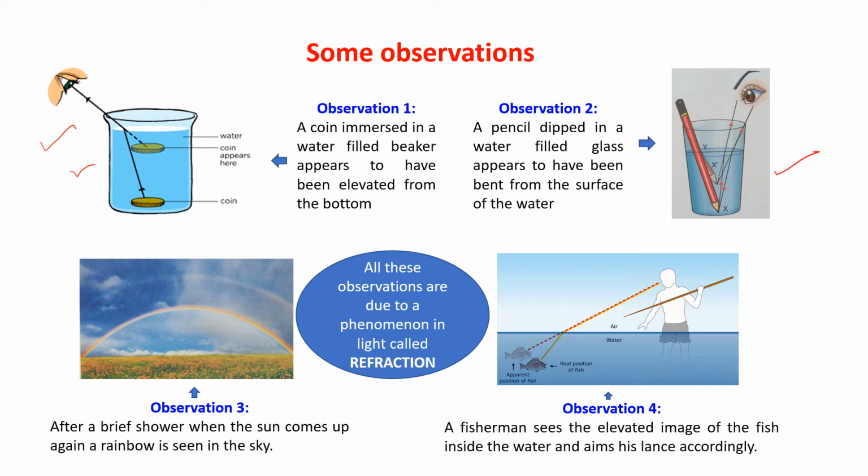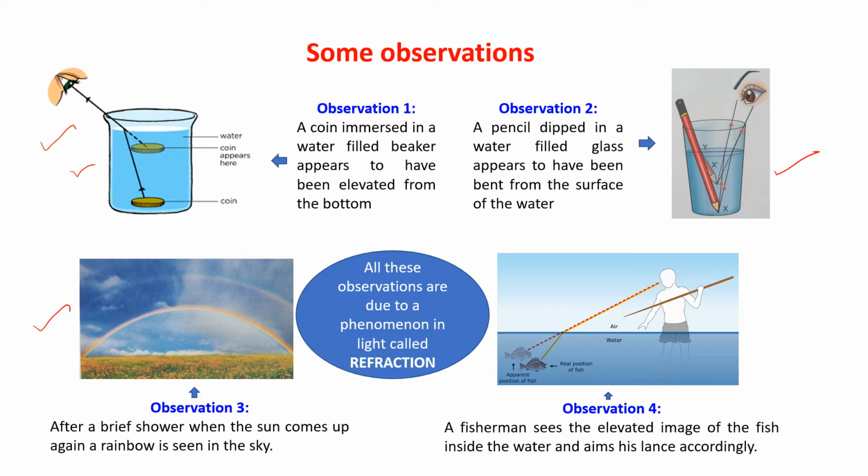You can do this experimentally, you can see that. Okay, it is looking like that. The pencil is bending. The third one: after a brief shower, when the sun comes up, again a rainbow is seen in the sky. And a fisherman sees the elevated image of the fish inside the water and aims his lens accordingly.